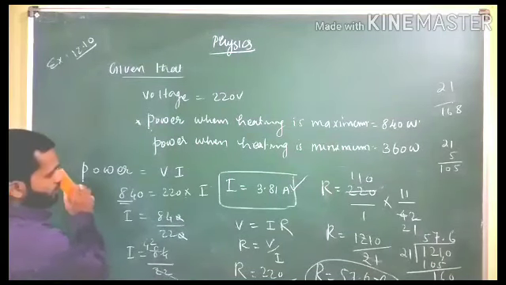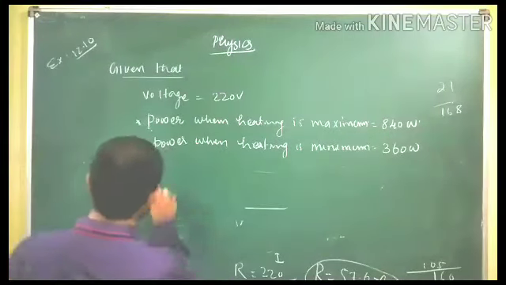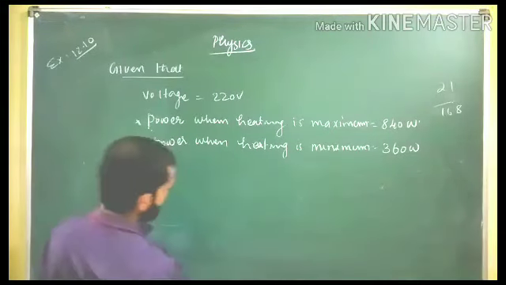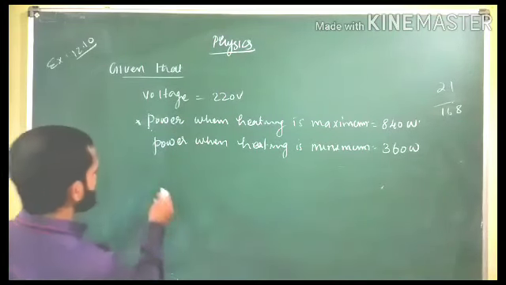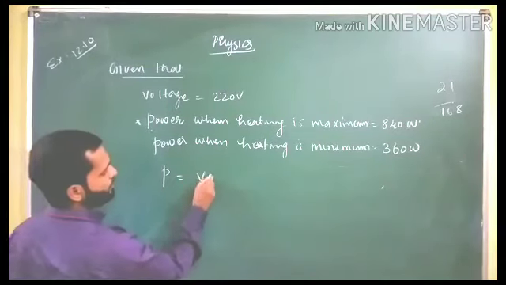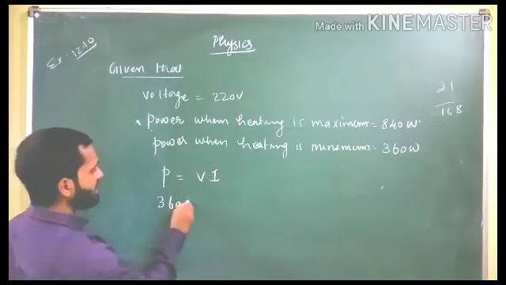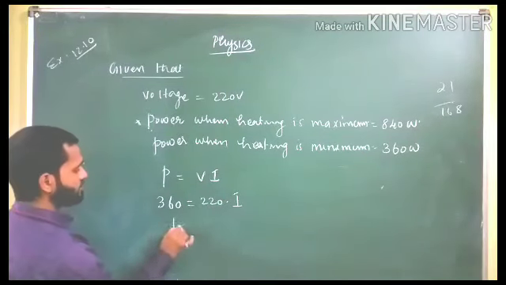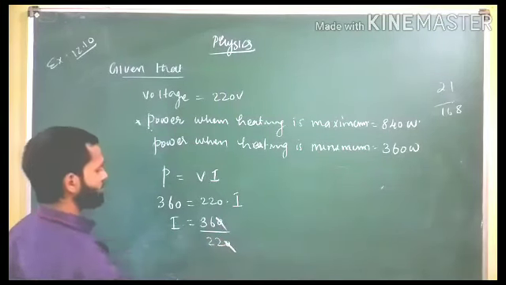Okay, now we will do the second part, students. In the second part of this question, power when heating is minimum. When heating is minimum, power will be equal to 360. So once again, P will be equal to VI. Power we know is 360 and supply voltage is 220 volt, and I we want to calculate. So I will be equal to 360 upon 220, 0 cancel.